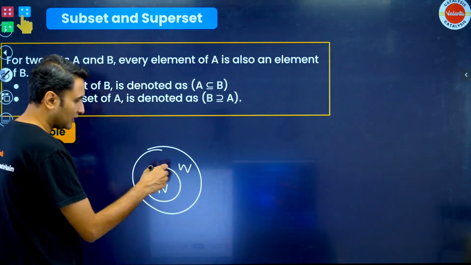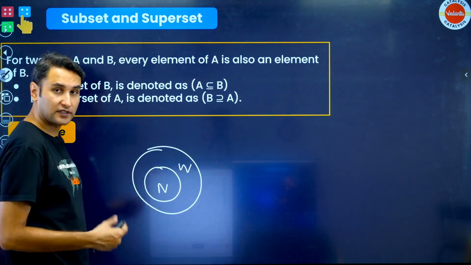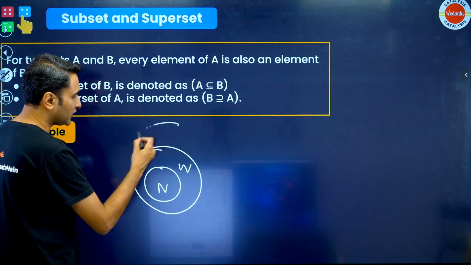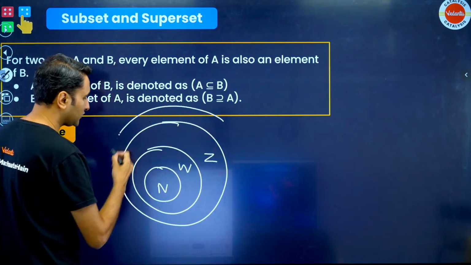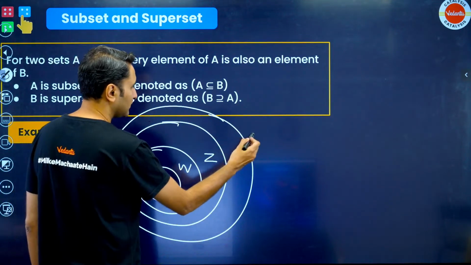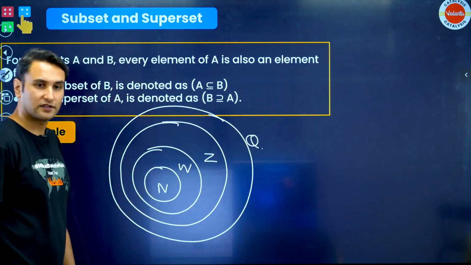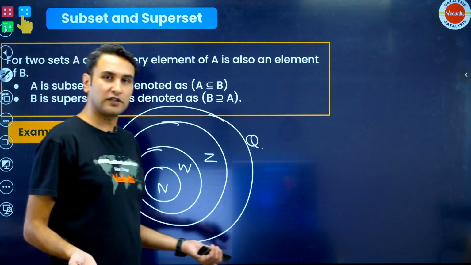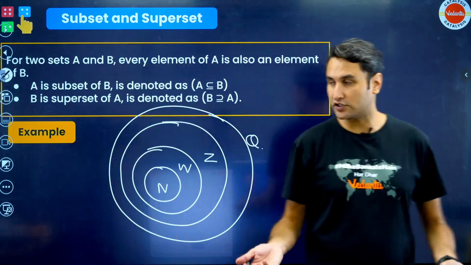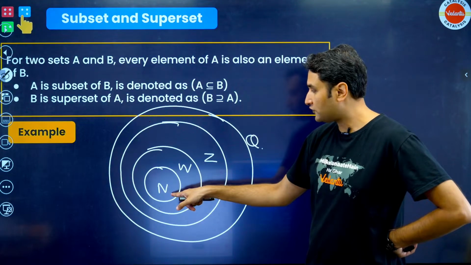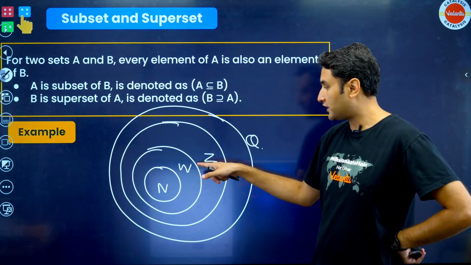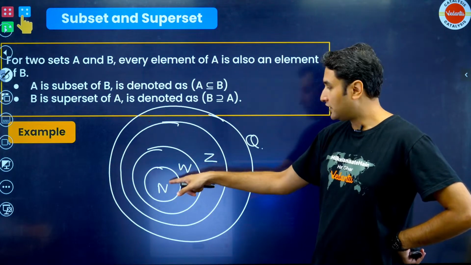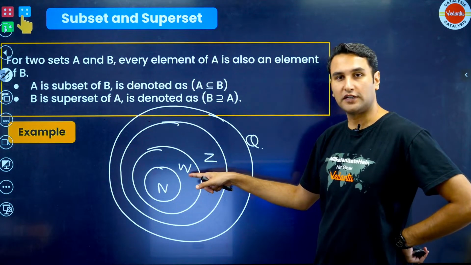The only number different between the two is the number 0, which is a subset of the set of integers, which is a subset of the set of the rational numbers. Remember? So this is nothing but the subset. What's its definition? When all the elements of set N are also the elements of set W, then N is called the subset of W.